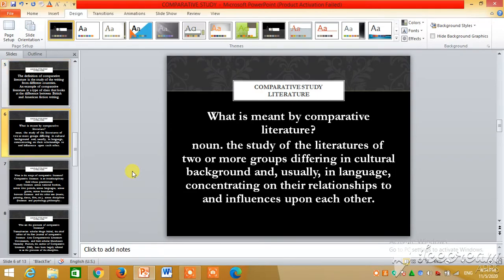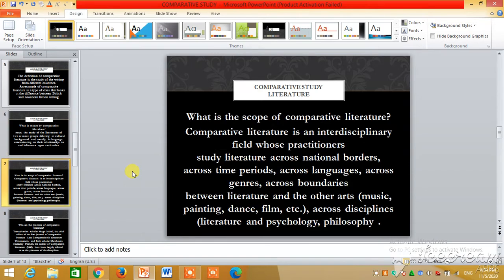What is meant by comparative literature? The study of the literature of two or more groups differing in cultural background and usually in language, concentrating on their relationship to and influence upon each other.